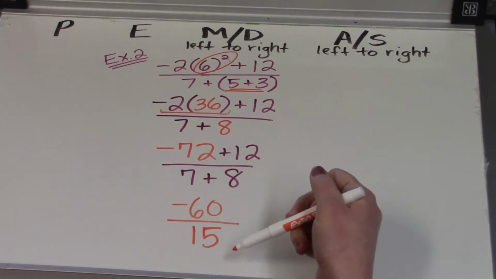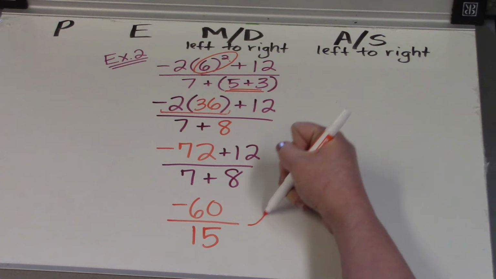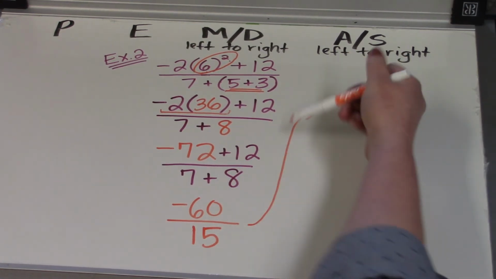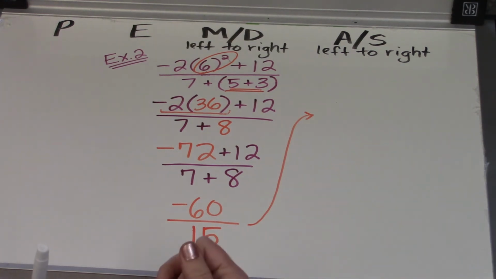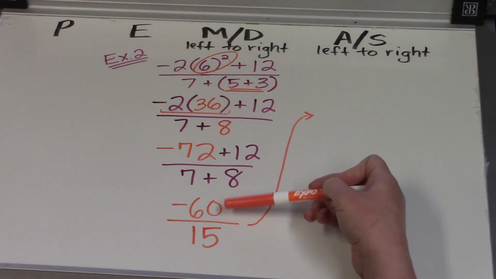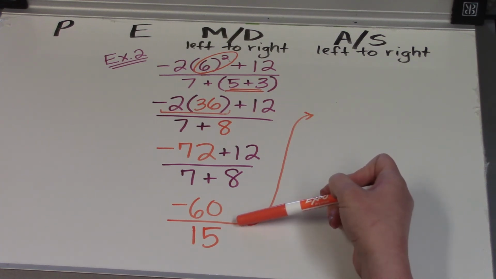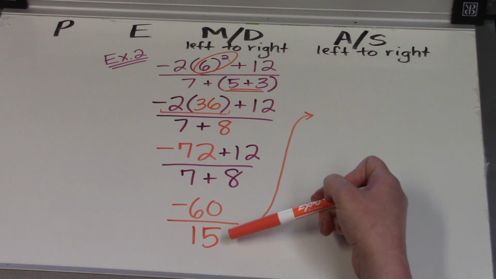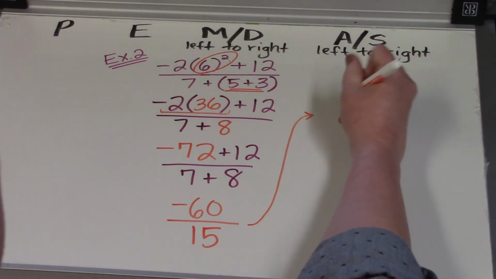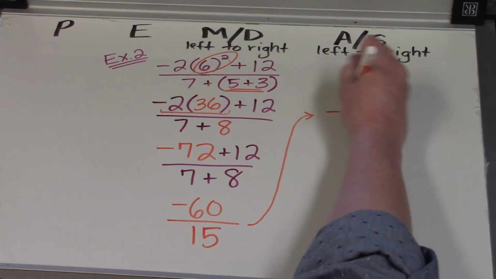Now, I've run out of room on the bottom of the board, so even in your packet as you're working, if you find that you run out of space, you can always just draw an arrow and continue the work next to it. Now that the numerator and the denominator are both single numbers, we're going to divide as our last step to combine those values. -60 divided by 15 would give me my final answer of -4.